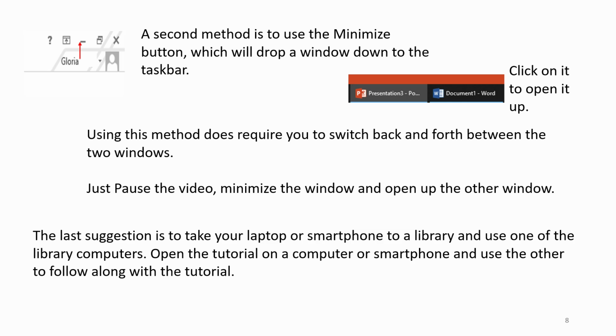A second method is to use the Minimize button, which will drop a window down to the taskbar. Click on it to open it up. Using this method does require you to switch back and forth between the two windows. Just pause the video, minimize the window, and open up the other window.